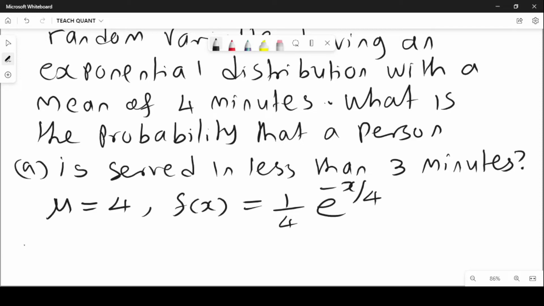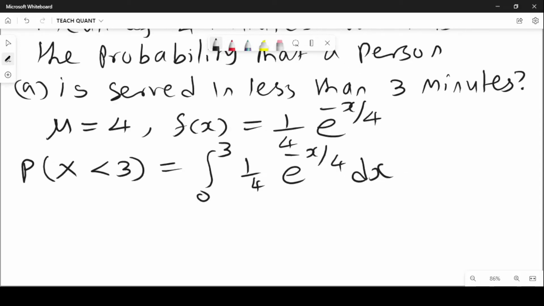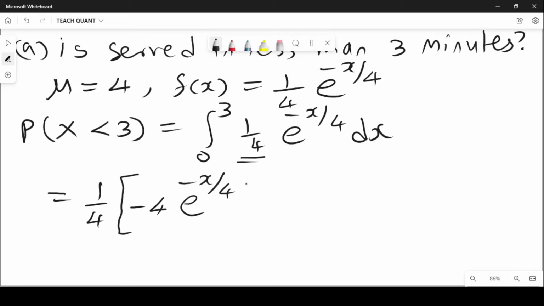What is the probability that a person will be served in less than 3 minutes? So I'm looking at x less than 3. And since exponential distribution is a continuous distribution, we are going to integrate from 0 to 3, 1 over 4 e raised to the power negative x over 4 dx. So that's the integral that we want to perform. If we do that, I'll take the 1 over 4 outside, and this will give me negative 4 e raised to the power negative x over 4. And then I substitute the limits of integration.